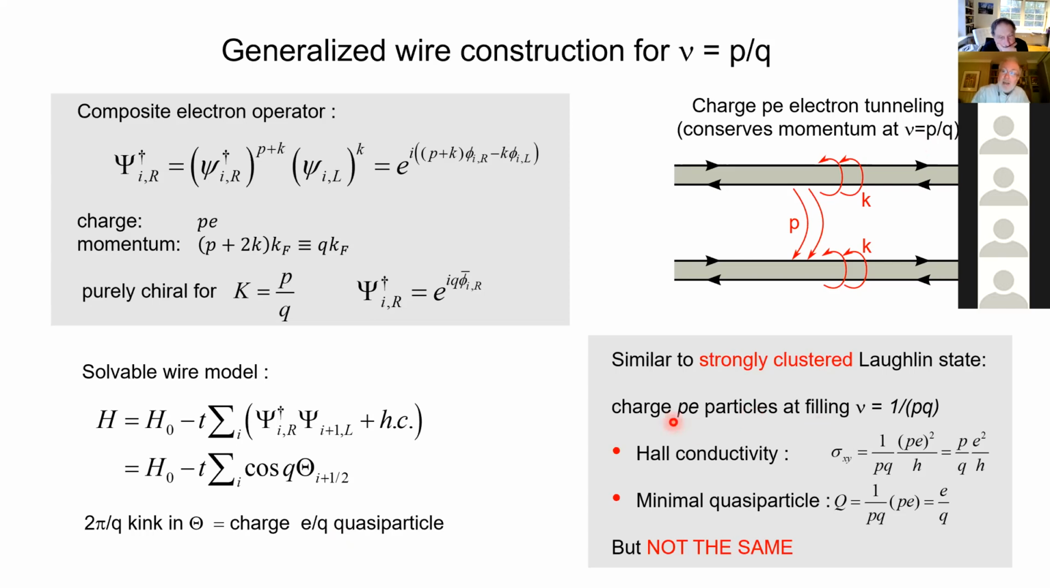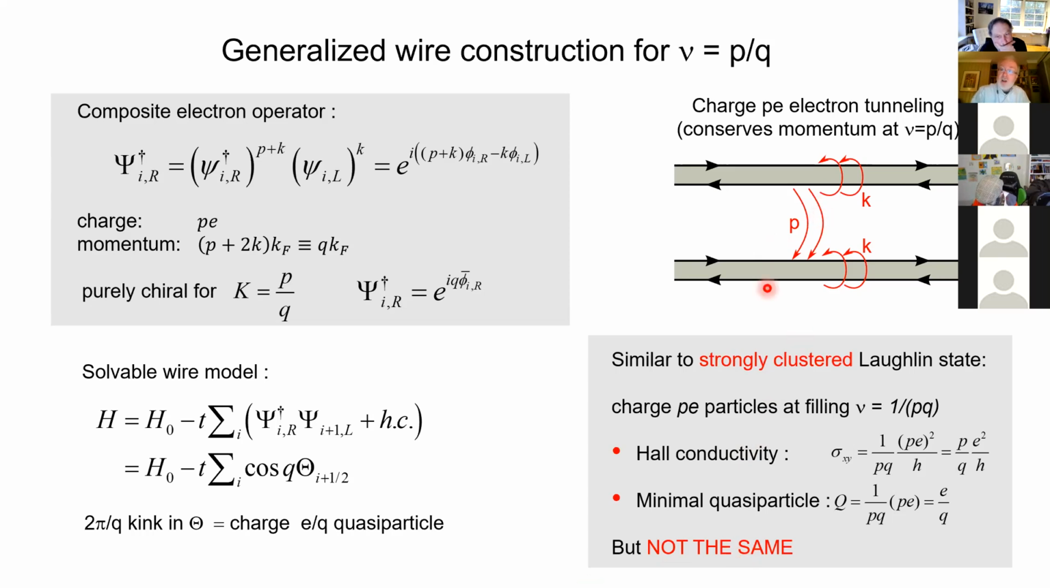So if you have charge pe particles at filling 1 over p times q, then the Hall conductivity is going to be 1 over p times q times p squared, so it's going to be p over q. And the charge of the smallest Laughlin quasi-particle is going to be 1 over pq times p. So that sort of works. So this state sort of smells like the strongly clustered state. In fact, I wrote down this wire construction 20 years ago, and I wrote down this state, and so I assumed that that's what this was, and lost interest. But what I realized more recently is actually they're not quite the same, and this one's a little bit more interesting. Let me try to explain the sense in which this state is not the same as the strongly clustered state.